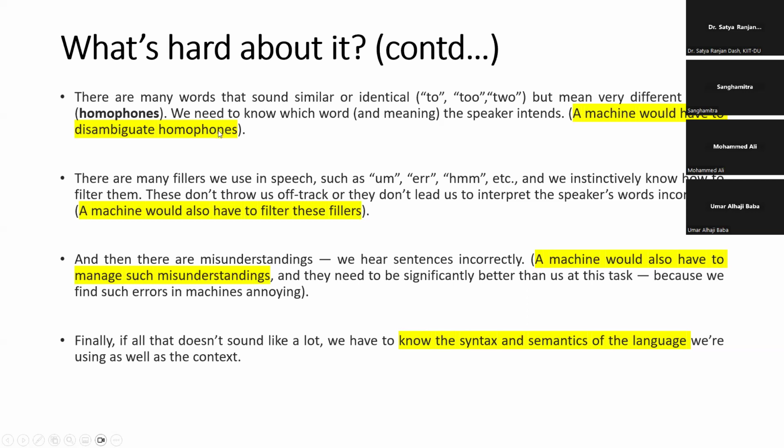Then there's another problem, which I already mentioned, the disfluencies. So again, the machine will have to filter out all these fillers or disfluencies. And then there might be misunderstandings. For example, we may hear sentences incorrectly. Still, we can try to understand the meaning of this. But then the machine will have to find different ways of managing these misunderstandings.